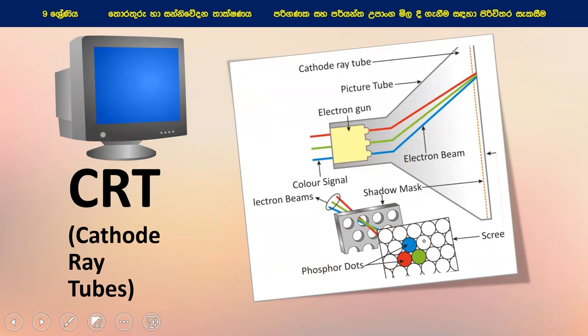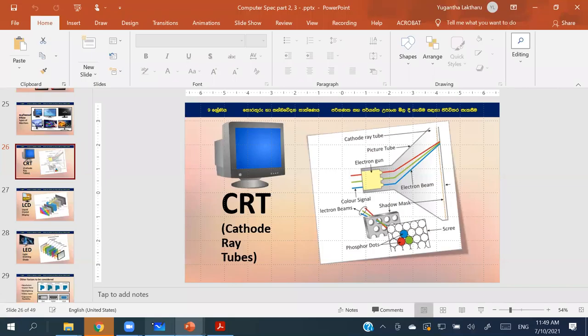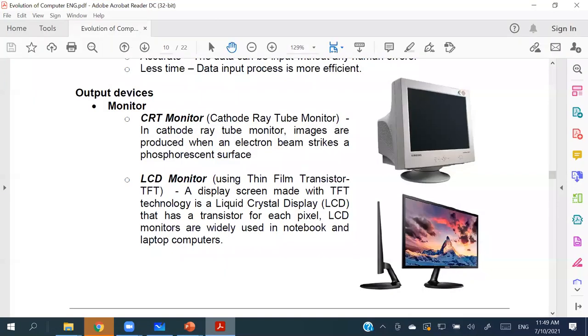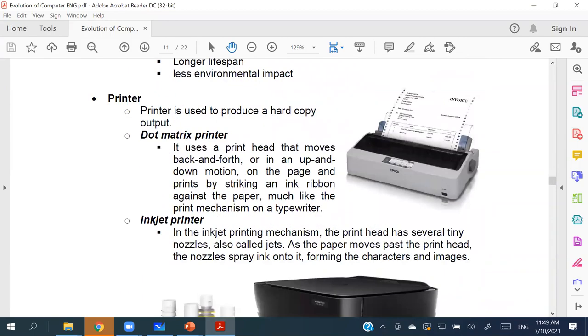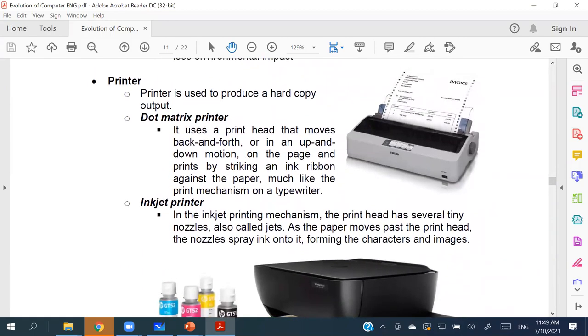So that is regarding the monitors, right? And the next one is about the printers. Now, when it comes to the printers, printers are presented in two different categories, which we call the impact printers and the non-impact printers, right?